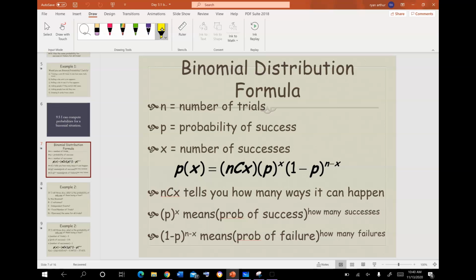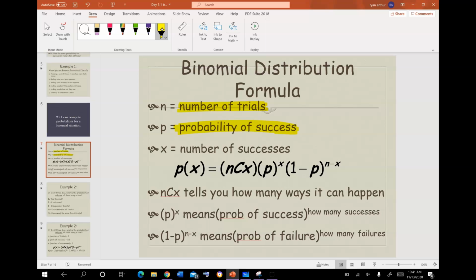Okay, so n means the number of trials. Remember when we were talking about it being binomial, we have to know how many trials we're doing? That's because it's part of the formula, okay? So I need to know how many times I'm doing this probability, okay? P is your probability of success. That means what's the probability that you get what you want, okay?